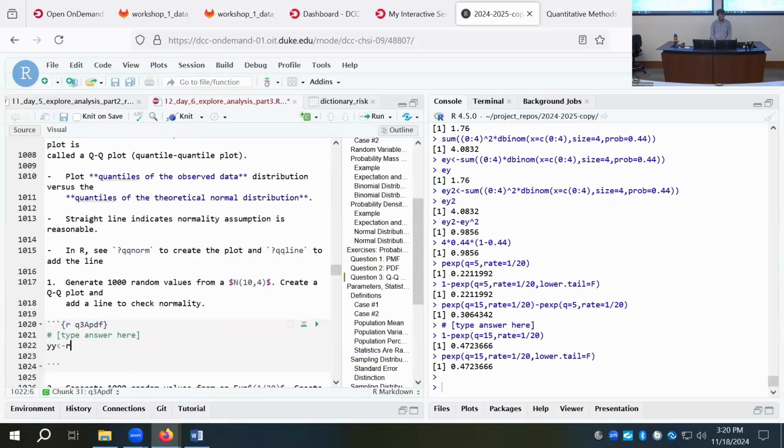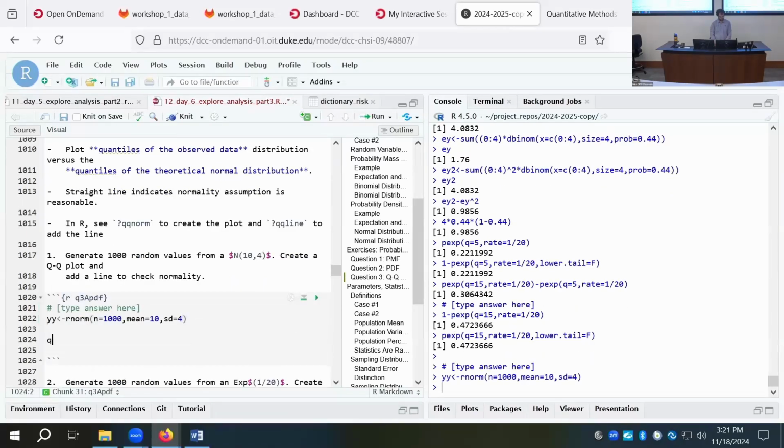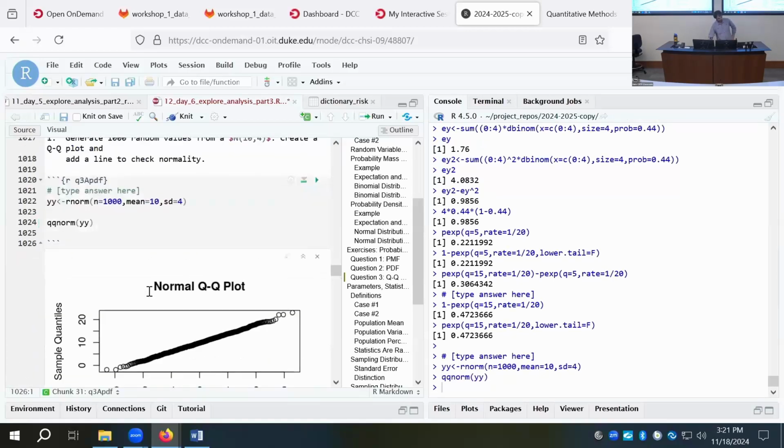So we're going to do yy from rnorm, so n equals 1,000. It's going to give us 1,000 random normals, mean equals 10, standard deviation equals 4. Okay, we do qqnorm, yy. It'll give us this normal QQ plot, right?